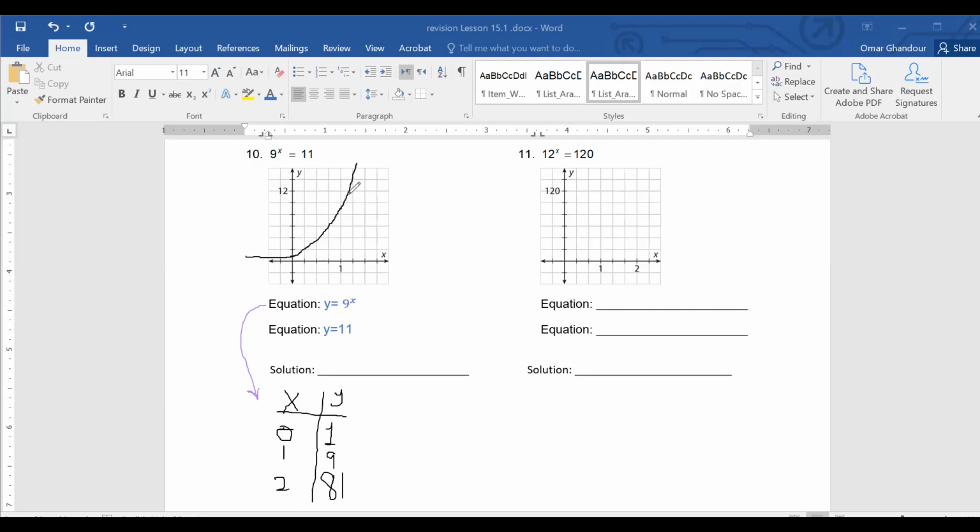Like this. So this is my function. Okay. Now let's graph the second equation. The second equation is y equal to 11. Okay, let's search. Where is y equal to 11?